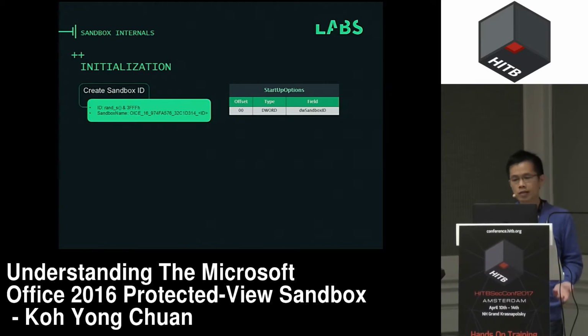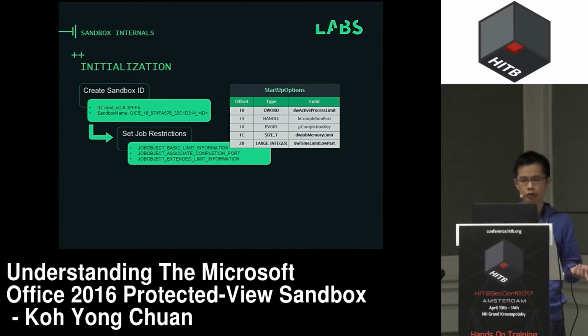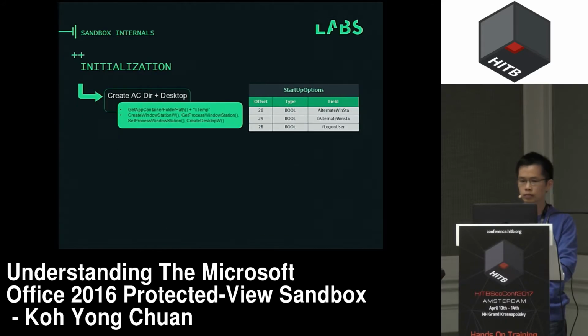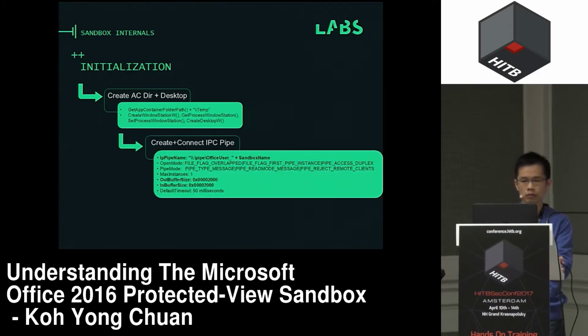So the whole process starts with the creation of the sandbox ID, which is appended to form the unique sandbox name. Next, the job restrictions are set, with those in bold set by default. And then the capability sets are added after checking that the OS supports app container. And then the directory, and if necessary, a separate desktop are created.